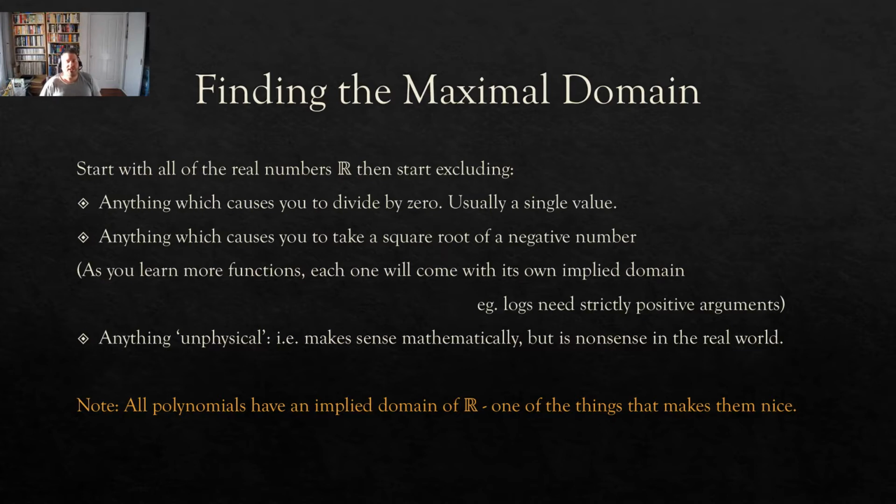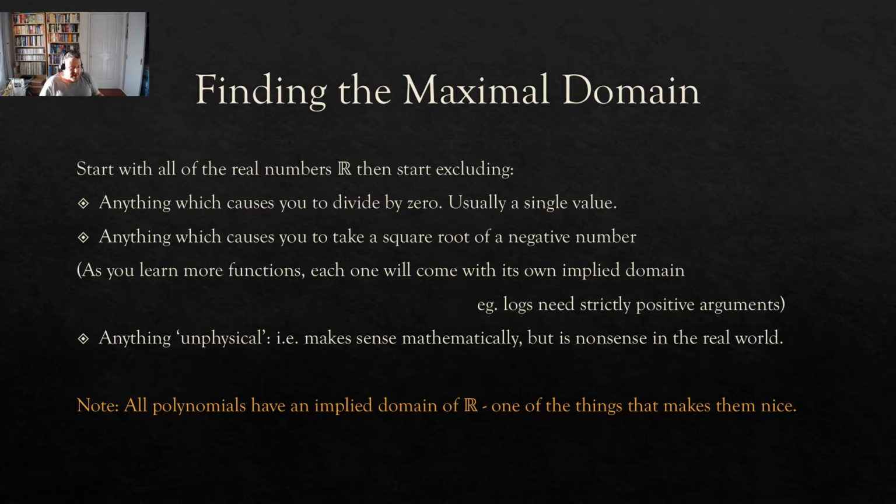Okay, just to quickly summarize, how do you find the maximal domain? Well, you just start by saying, okay, I'm going to assume that all the real numbers work. And then you start excluding things. You say, first off, anything which causes me to divide by 0 is out. Now that's usually only one value in your problem, typically. So that's going to be the real numbers excluding that value. Also anything that causes you to take a square root of a negative number, that's definitely going to be out. You cannot take a square root of a negative number, at least not in methods.